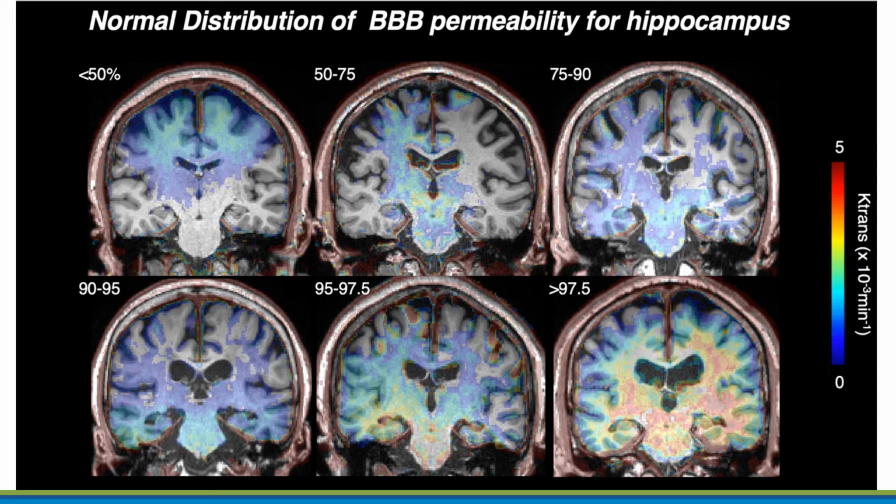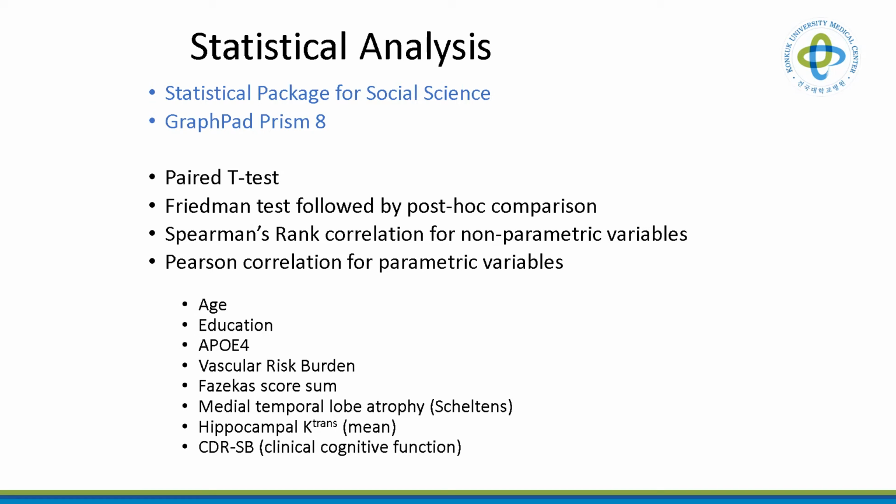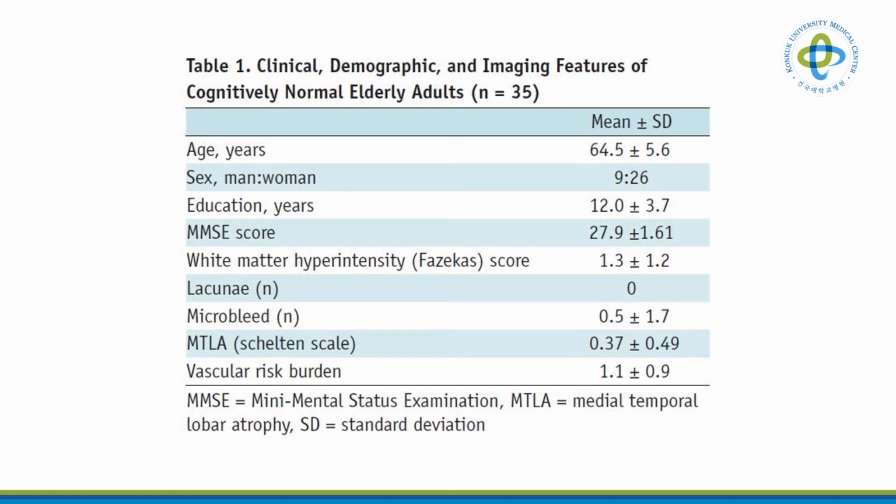These images are exemplary images of the normative distribution of the hippocampal K-trans value. In statistical analysis, we used SPSS to analyze the following variables. As a result, we obtained the following data. And we did not find any statistically significant correlations between the BBB permeability and these variables including age.